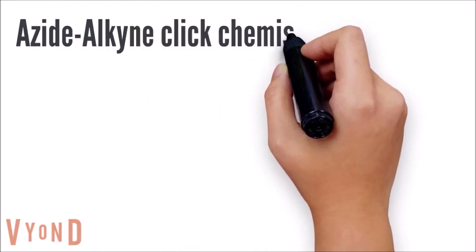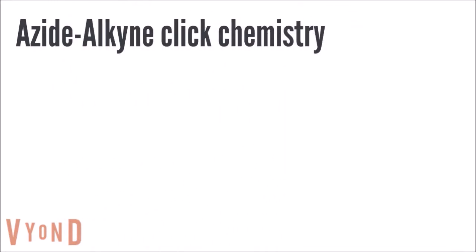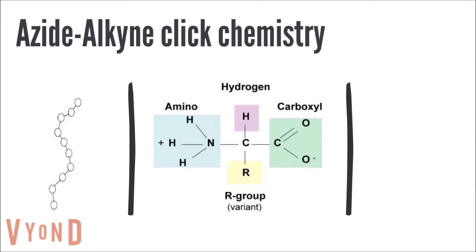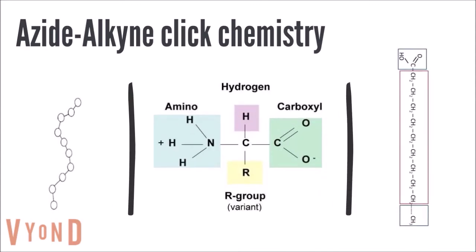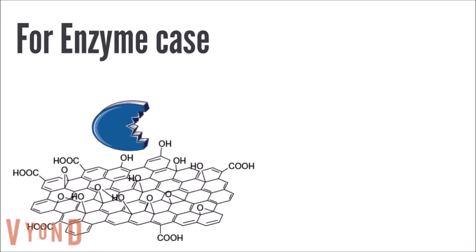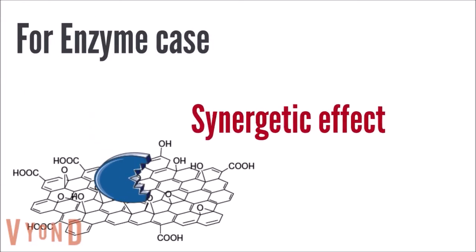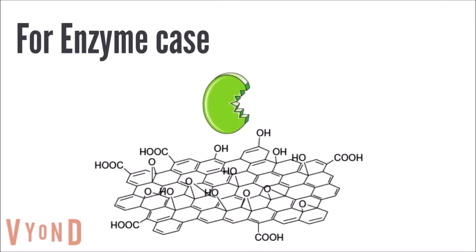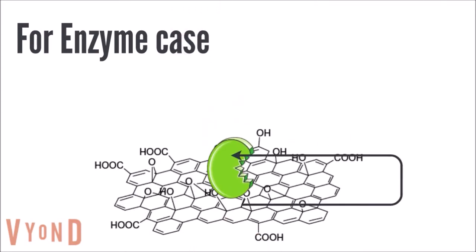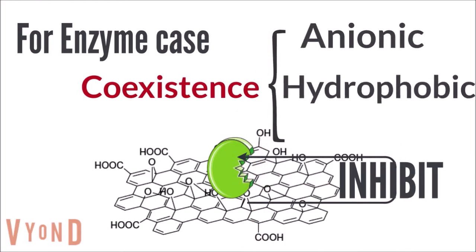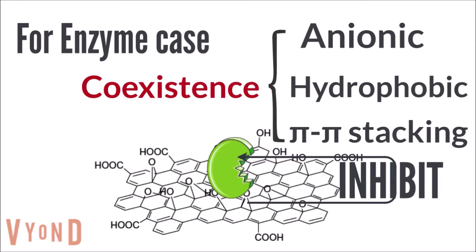According to oxide alkene click chemistry, GO can be efficiently functionalized by linear polymers, various amino acids, and aliphatic chains for specific conjugation. Especially for enzymes, enzyme immobilization onto GO is the result of the synergetic effect of different interactions. For example, for chymotrypsin, GO strongly inhibits the activity of chymotrypsin due to the coexistence of anionic, hydrophobic, and pi-pi stacking interaction.